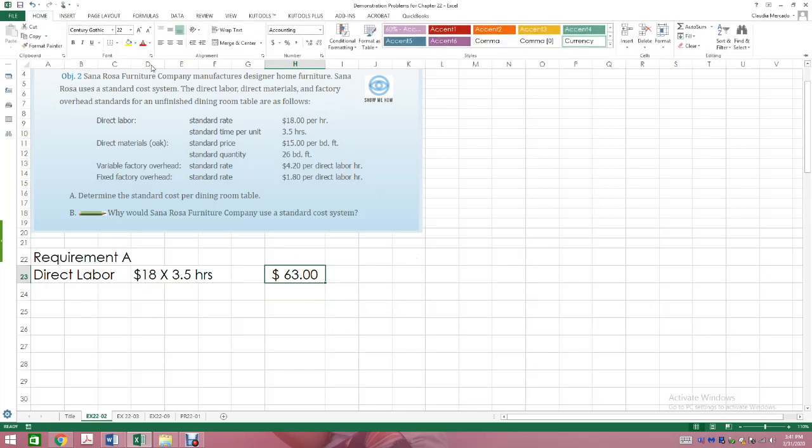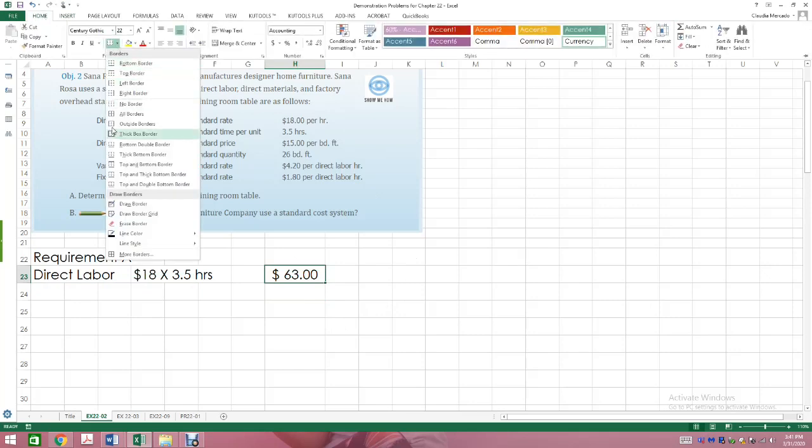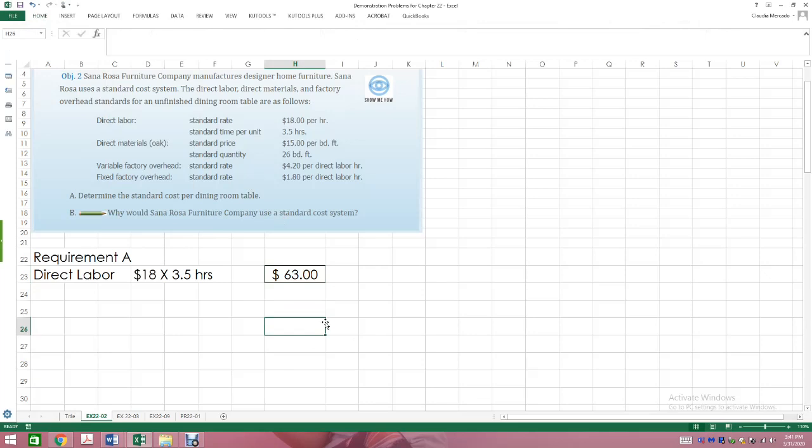So I'm going to spend $63 in direct labor to make one dining room table. That's for my direct labor. Now I need my direct materials. For my direct materials, it costs us $15 per board foot, and we need 26 of them. So I am paying $15 for every board foot, and I need 26.